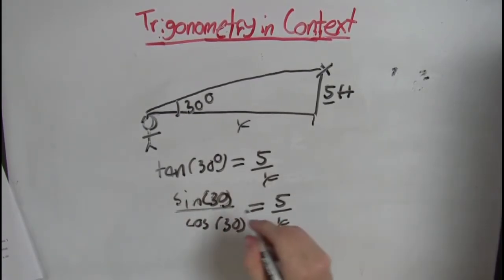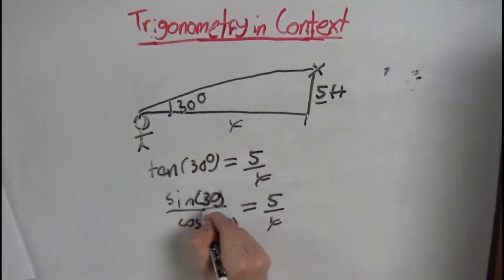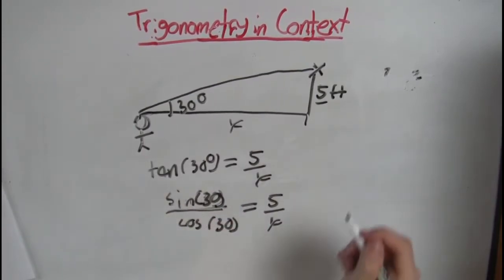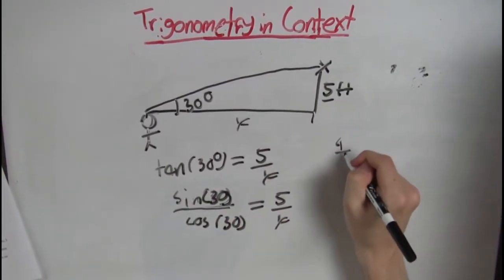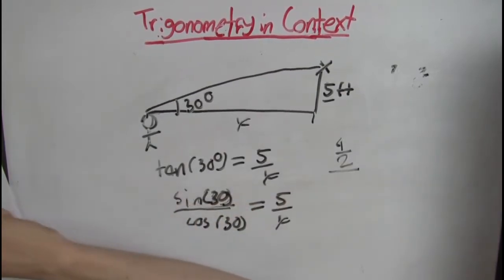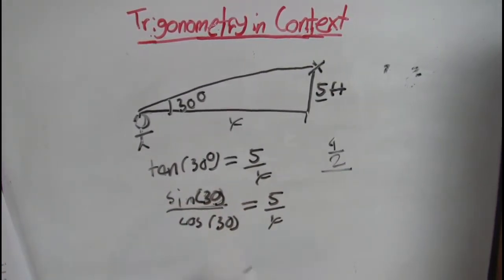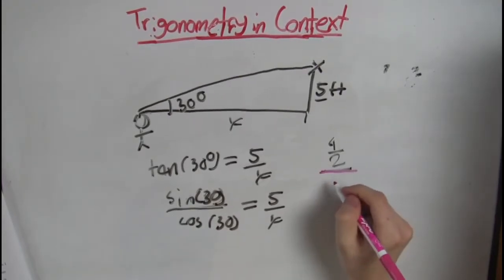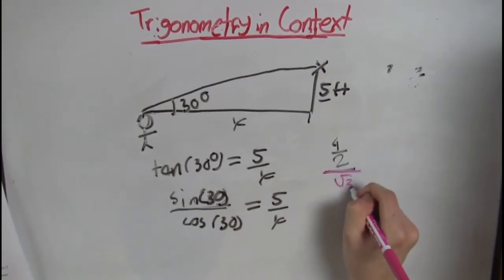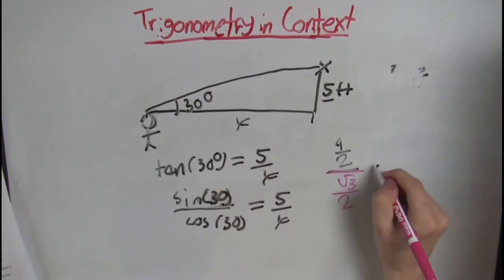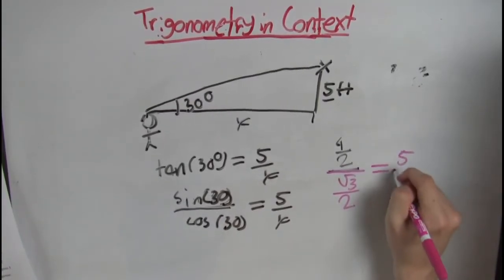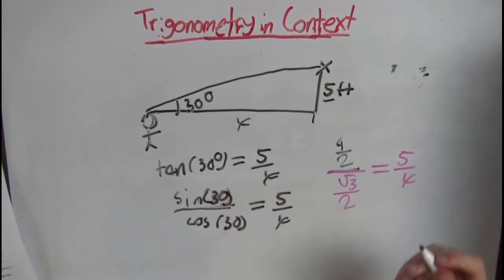And these two functions both have distinct values. We can find out what those values are. The sine of 30 is always going to be 1/2. I'm actually going to get a different marker because mine's fading out. And the cosine of 30 is √3 over 2. And that's equal to 5 over x.